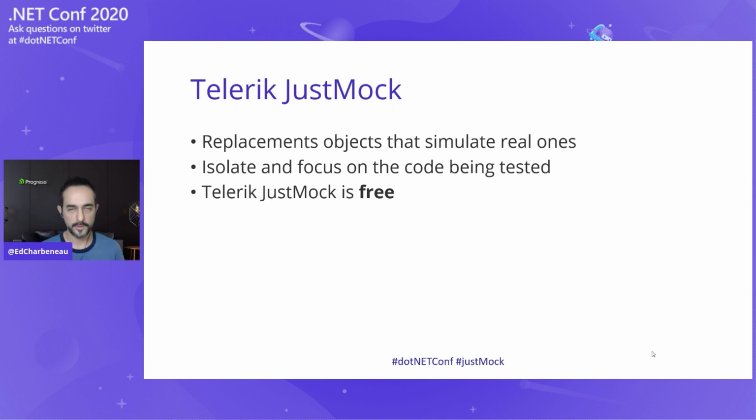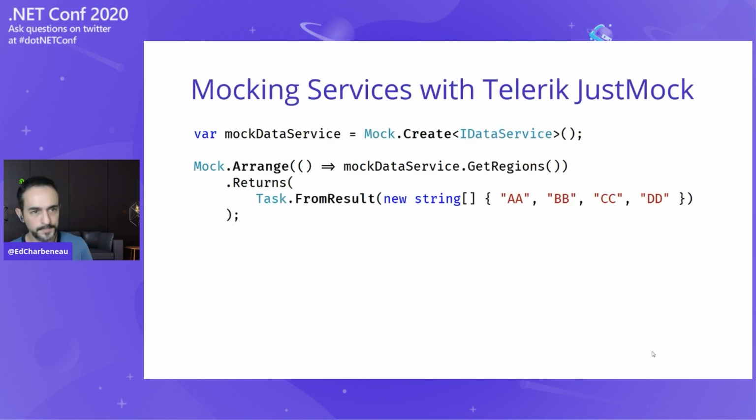There's other mocking libraries out there, but what's nice is we're looking for integration points with Blazor right now, and we're finding that bUnit is a nice fit for JustMock when we're using the Telerik UI components. With JustMock, we're able to replace objects and simulate real ones. That lets us isolate the code that we're testing and focus on the unit under test. And best of all, JustMock's free. JustMock Lite is a free version of JustMock from Telerik.